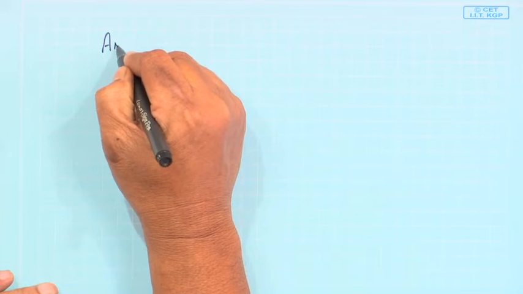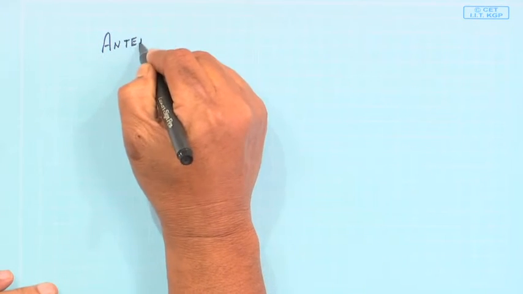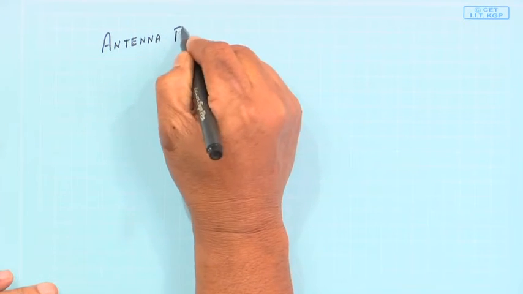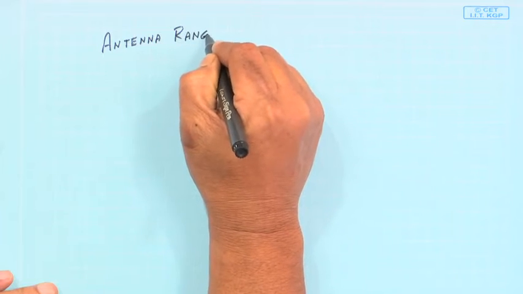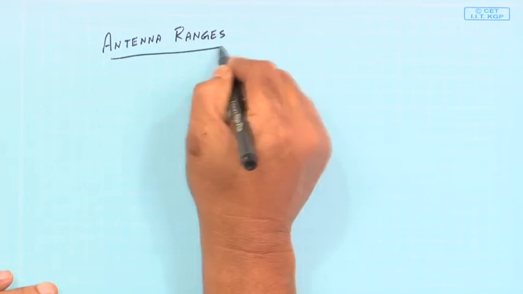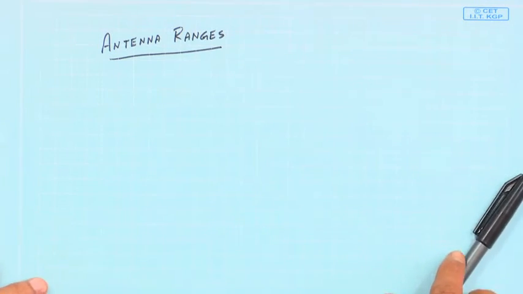The first one is where the measurements take place. Antenna measurements are usually taken on what are called antenna ranges. In general there are two types of ranges, one is reflection ranges, another is free space ranges.